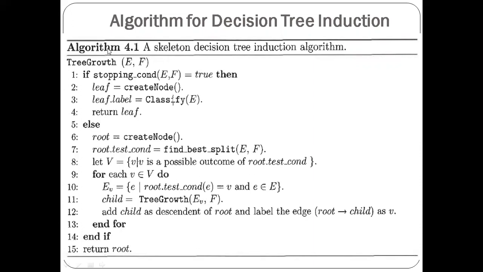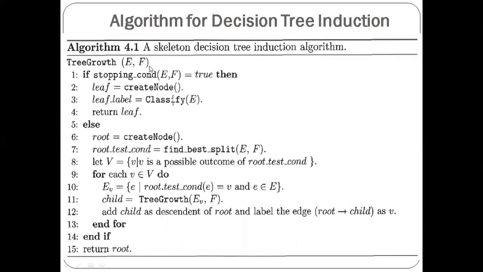The name of the algorithm is TreeGrowth. This algorithm is used to grow the decision tree. TreeGrowth is the name of the algorithm, and E and F are its inputs. E is the set of training records, the training set, and F is the set of attributes here.